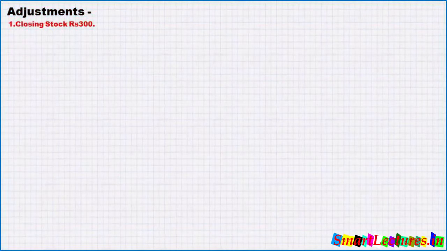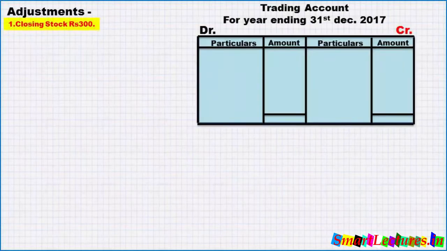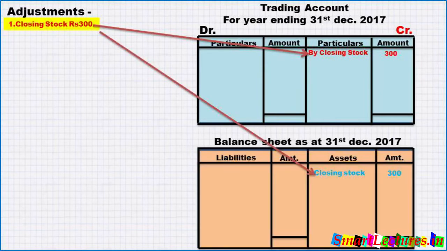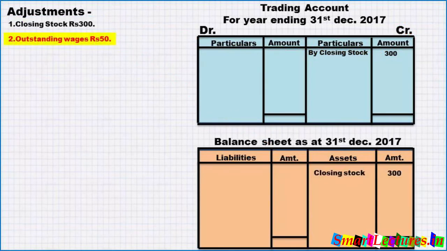You know, if you are going to add any item out of the trial balance, that must hit twice, one on debit side and one on credit side. So you know, closing stock is taken on the credit side of trading account. So by closing stock 300, and then it is taken on the debit side of balance sheet, means asset side, closing stock 300. Now the next item is outstanding wages 50.